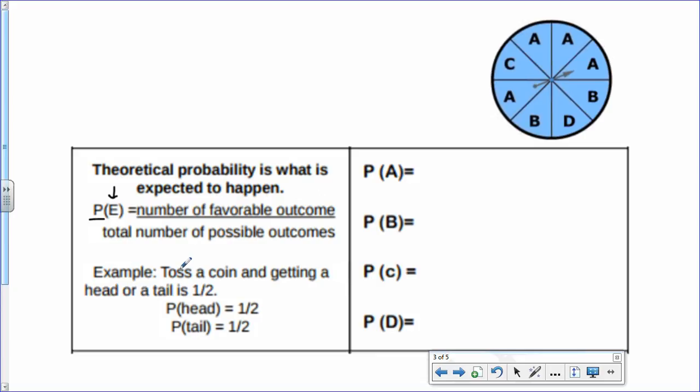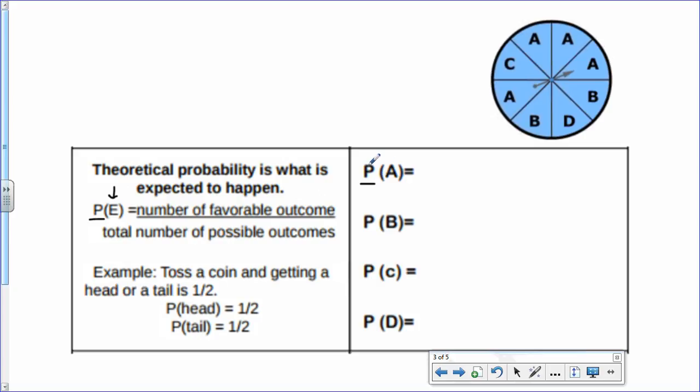Okay, so for example, if we were to toss a coin, the probability of getting heads or tails is 1/2. The reason that it's 1/2 is because the probability of getting a head is 1, the number of times you could get a head, out of 2 total options. Same thing for probability of tails. There's 1 tail on the coin and 2 possibilities. Okay, so we are going to find the theoretical probability of our 4 letters.